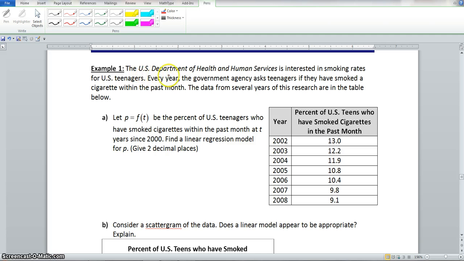Okay, example 1. It says the U.S. Department of Health and Human Services is interested in smoking rates for U.S. teenagers. Every year, the government agency asks teenagers if they have smoked a cigarette within the past month. The data from several years of this research are in the table below. It says let P equals F of T be the percent of U.S. teenagers who have smoked cigarettes within the past month at T years since 2000. Find a linear regression model for P. Give 2 decimal places.